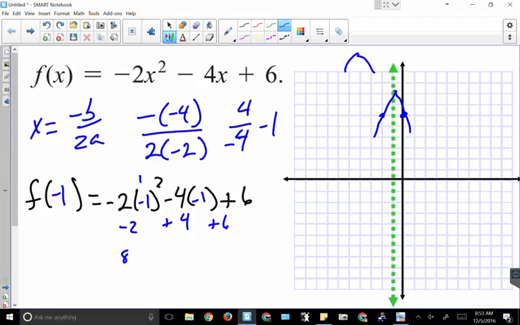The only other thing that I would like to know right now is where it goes through the x-axis. How do we find that? Now, remember when we were talking about factoring last week? This idea of factoring and finding zeros is what we need to do. So, okay, erase this stuff out of here.